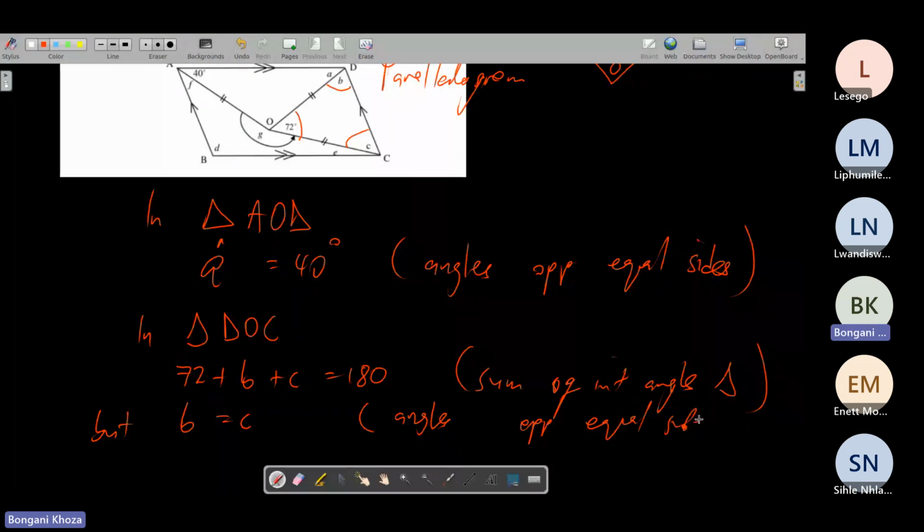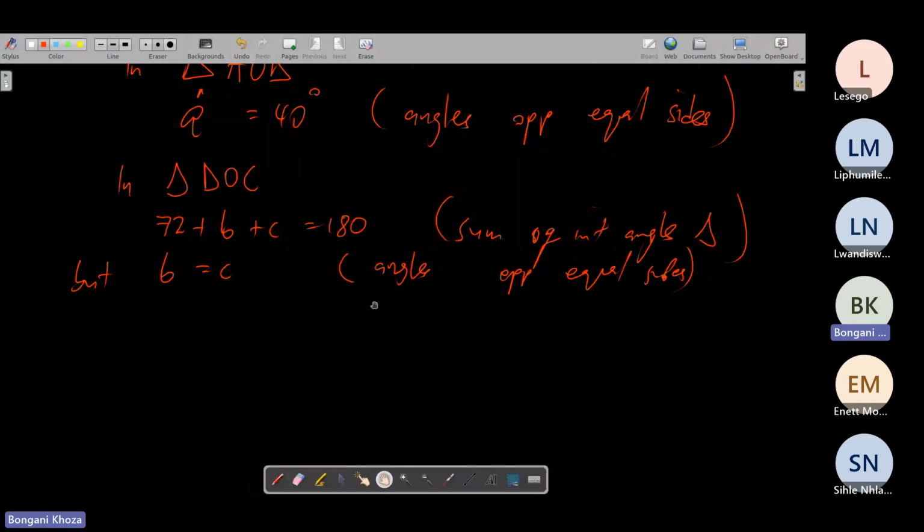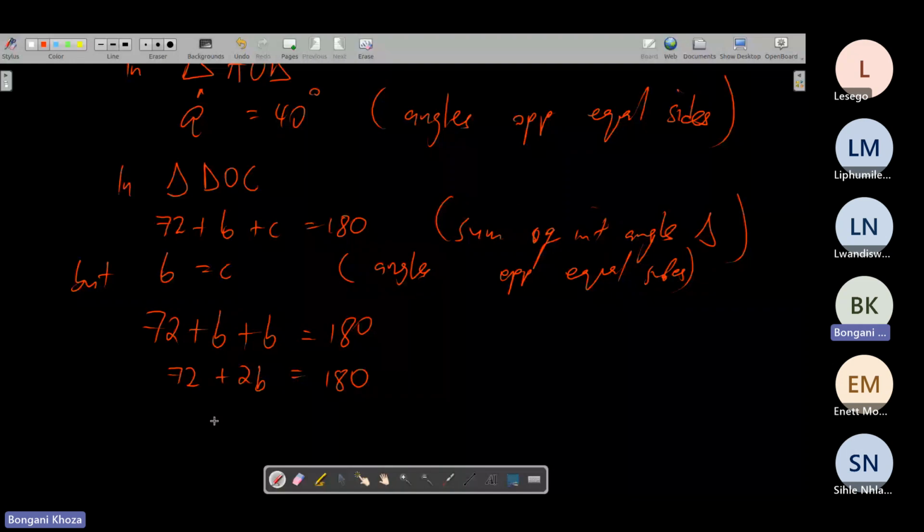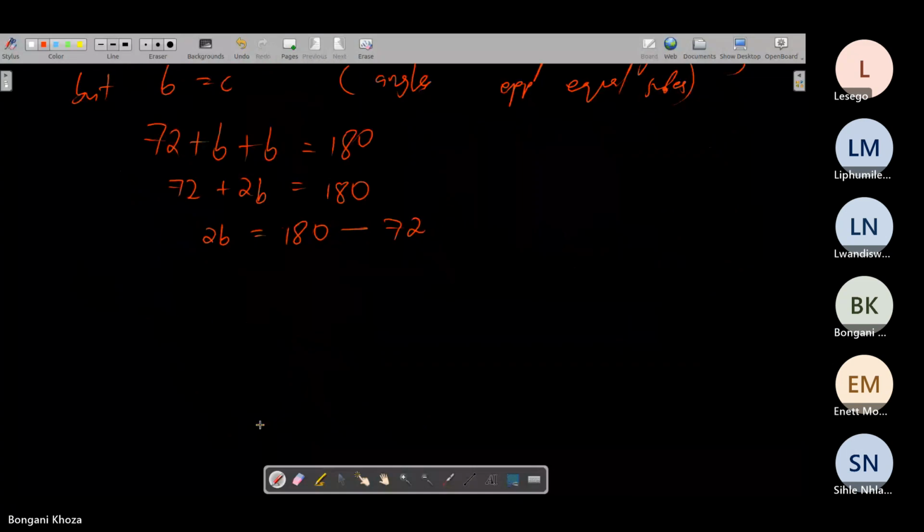So now we have 72 plus B, because B and C are the same thing, equals 180. These are like terms, so we end up with 72 plus 2B equals 180. Then 2B equals 180 minus 72. So 180 minus 72, what do we get?